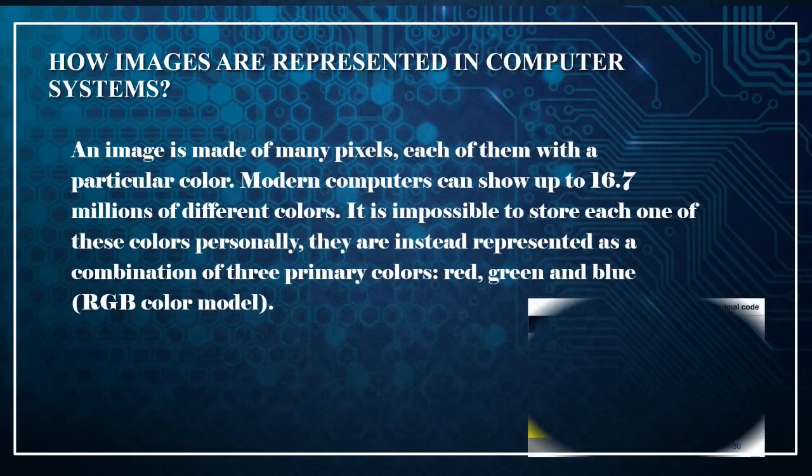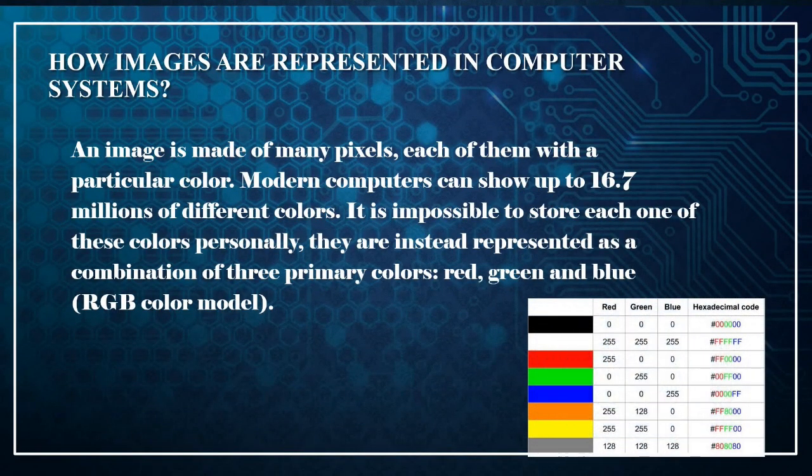How images are represented in computer systems. An image is made of many pixels, each of them with a particular color. Modern computers can show up to 16.7 million different colors. It is impossible to store each one of these colors individually. They are instead represented as a combination of three primary colors: red, green, and blue. RGB color model.